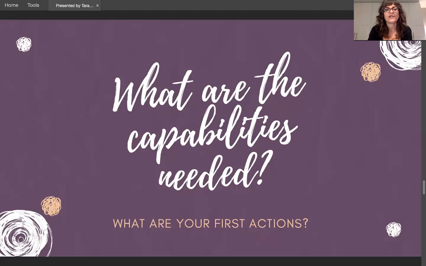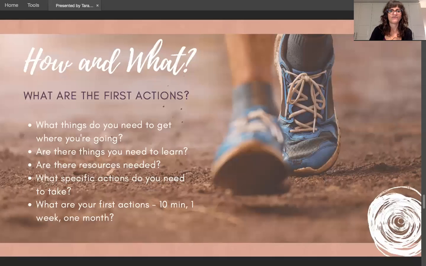Now, the last part is, what are the capabilities that you need to make those things happen? And what are your first actions? This is the how and what of what you need to do. What things do you need to get where you're going? Are there things that you need to learn? Are there resources that you need? What specific actions do you need to take? And how I like to break them down is, what are your first actions?